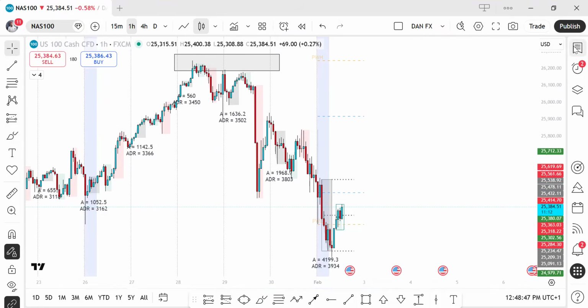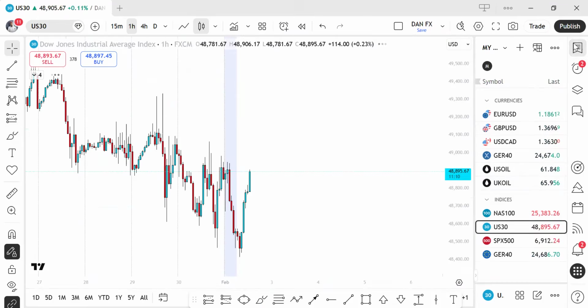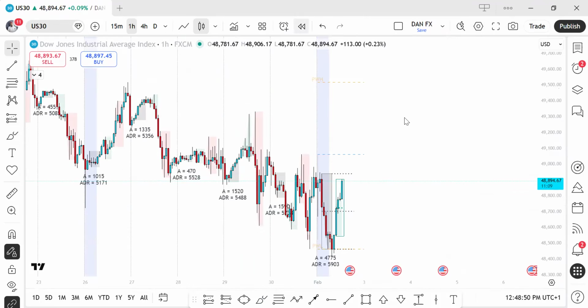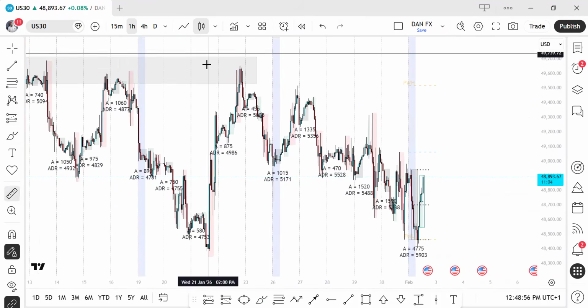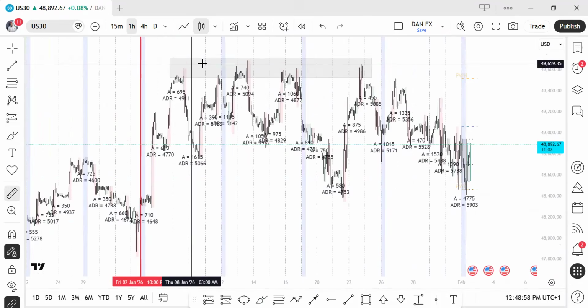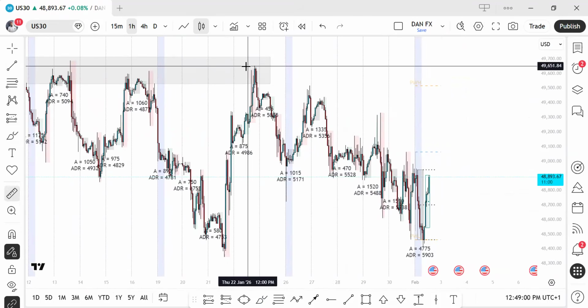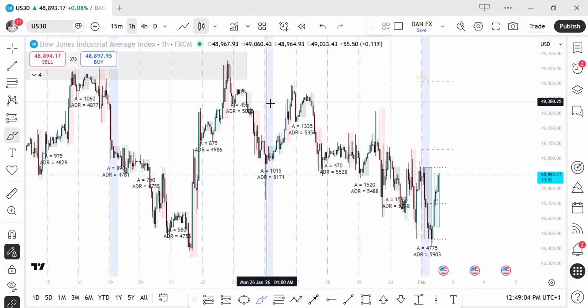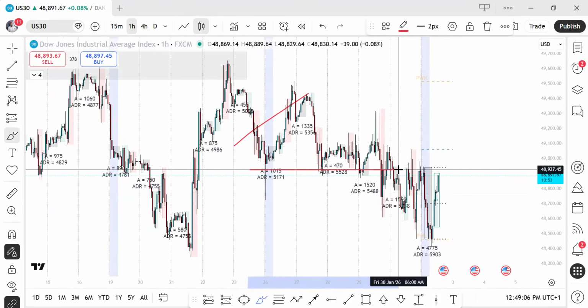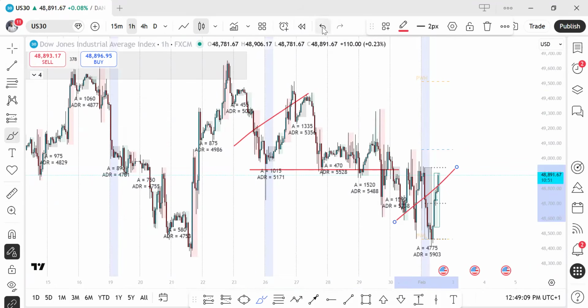Nasdaq. If we go to US 30, let's see what we have here. Different price action. You can see they reversed from this point here. This is the reversal point. So let's measure how many pips this is. Like 500. Okay, so this is going to be our level one, all right? Then they consolidated, and then we're at level two.